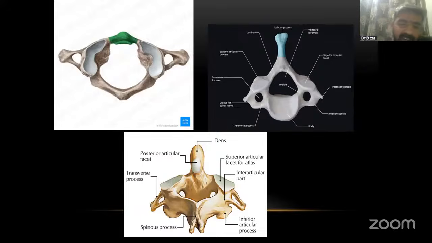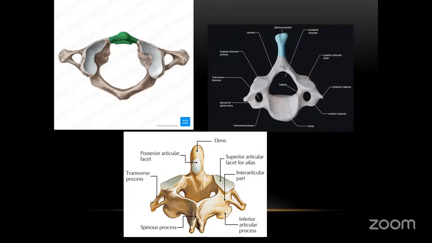We divide the cervical vertebral bodies into two main types: the typical and the atypical vertebral bodies. There are three atypical vertebral bodies. Anyone who wants to share his knowledge regarding it? What are the atypical vertebral bodies and why are they atypical? Yes, Dr. Mustafa. Sir, 1, 2, and 7. 1, 2, and 7. Okay, very good. Thank you.